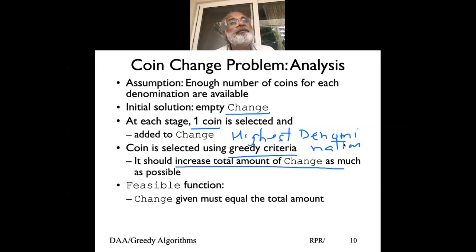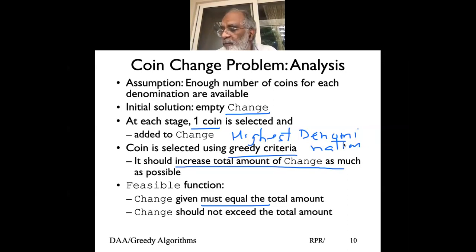I should exactly meet the requirement of paying the change, no more and no less. I have to give the equal amount. If I pay more, I end up losing it. If I pay less, my customer would be unhappy. So I have to give the exact change. And my objective is to use the minimum number of coins.